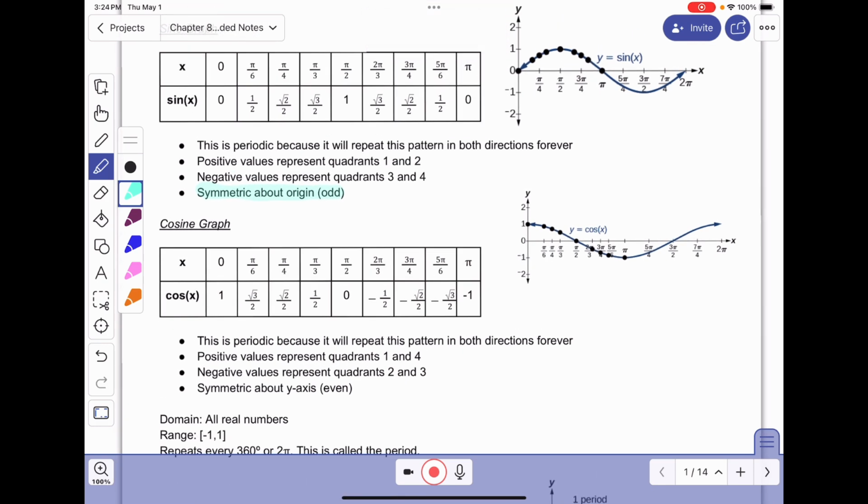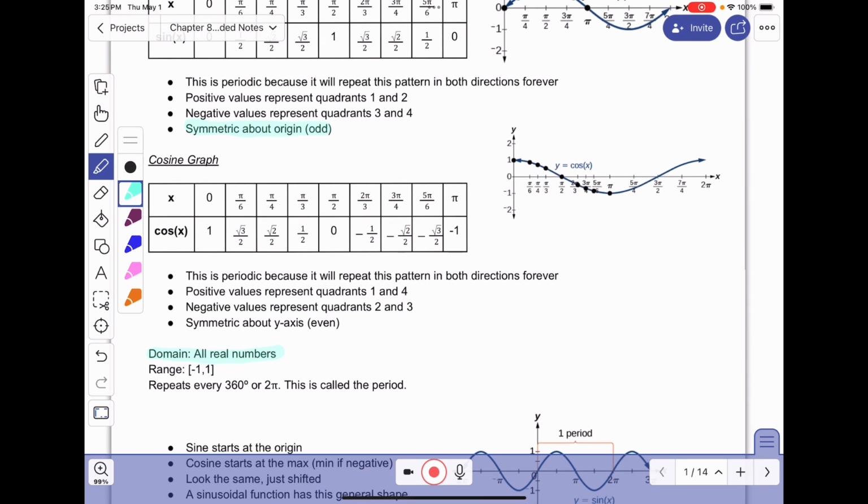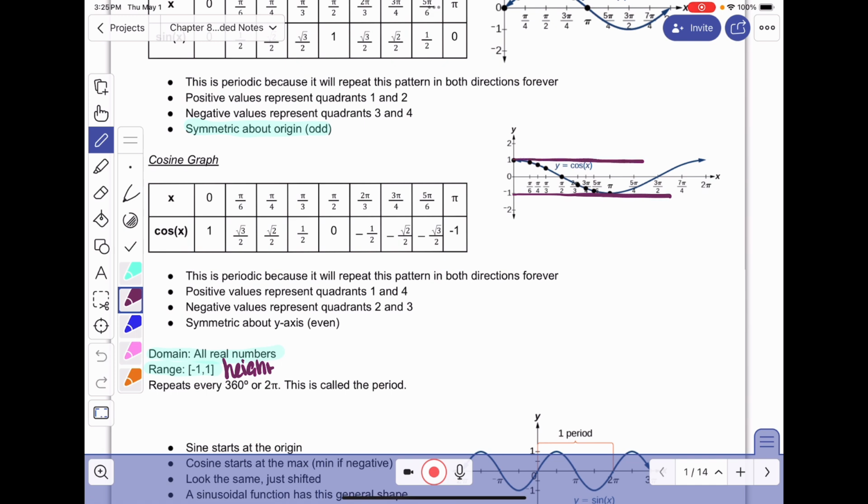The domain of both of these is all real numbers because you can plug any value into sine and cosine and get something. The range is negative 1 to 1. So if you look at the height, that tells you the range. The lowest they go is -1. The highest they go is 1.